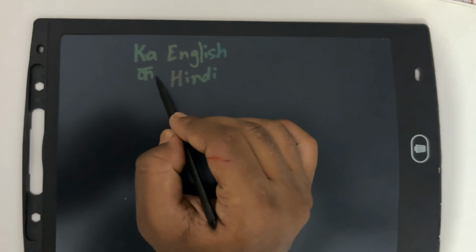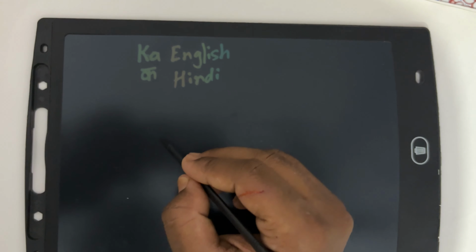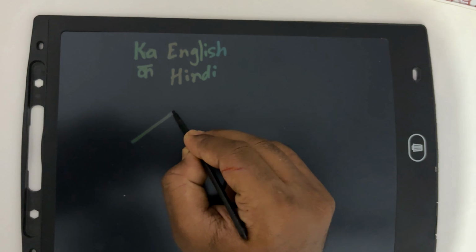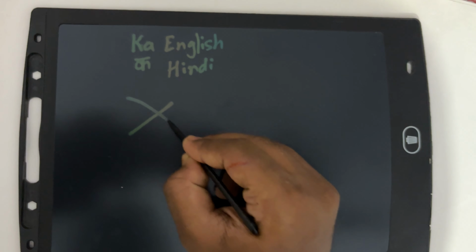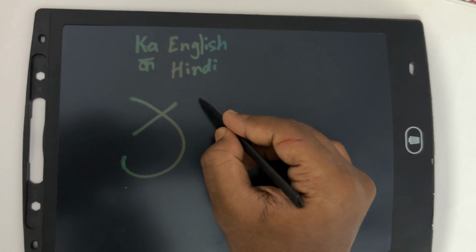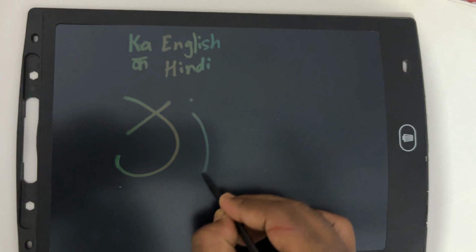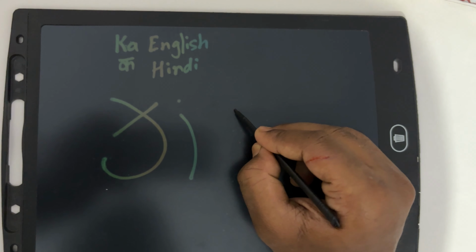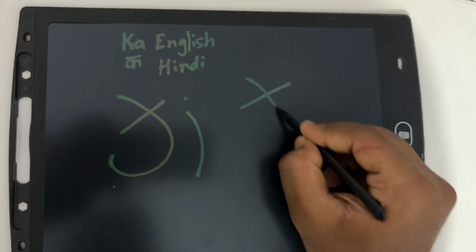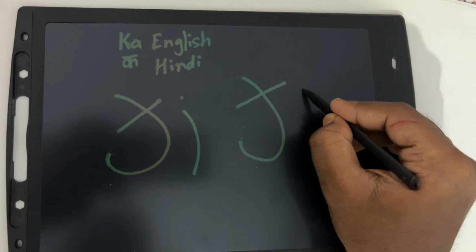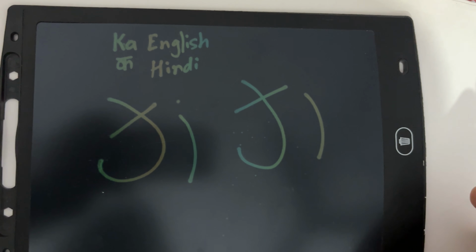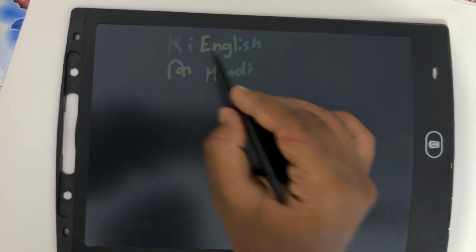In Hindi, Ka. In Japanese, once more. Next word is Ki.